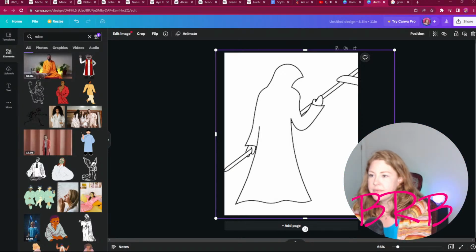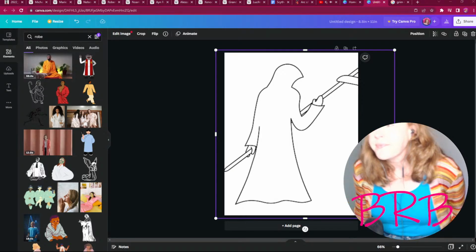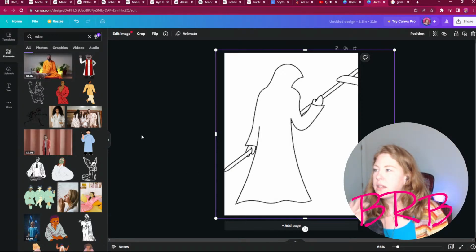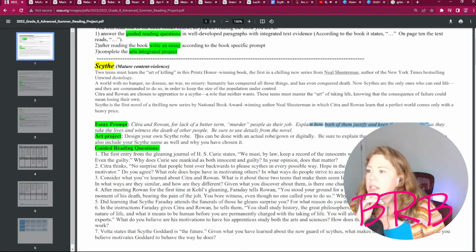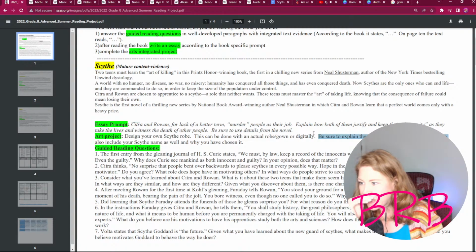Okay, we're back. We're making a scythe robe. Okay, so first of all, let's take a look at this. It can be done with an actual robe, but we're doing it digitally. Be sure to explain the details you have selected and to also include your scythe name and why you've chosen it.